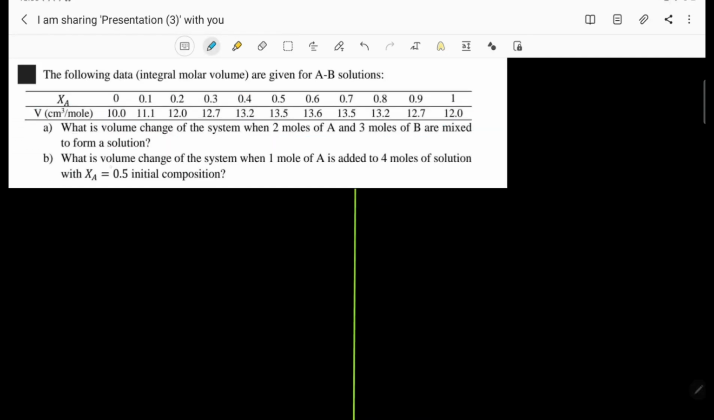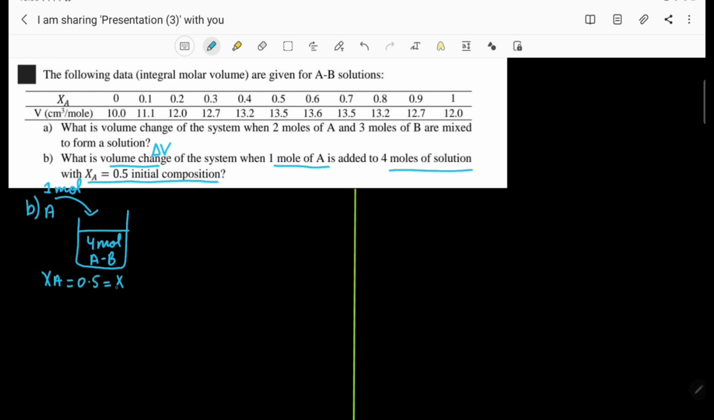Now, in part B, we've been asked to find the volume change, which is delta V, when 1 mole of A is added to 4 moles of solution with the initial composition of the solution as 0.5. So in this part, again, we should realize that we have to use integral molar properties because we're adding a component to a small amount of solution. 1 mole of A is added to 4 moles of AB solution. Now in this solution, we can see that we have the mole fraction of A as 0.5, and the mole fraction of B is also 0.5.